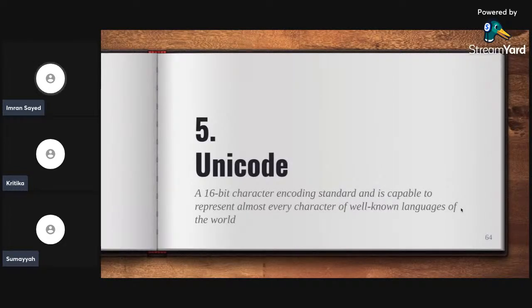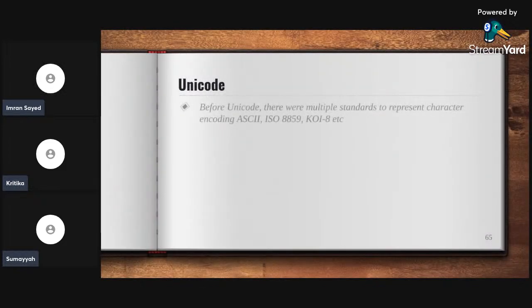Okay, we talk about Unicode. I don't think it's that important, but we'll read it anyways because we never know. They can just give questions from anywhere. So Unicode is a 16-bit character encoding standard, and it's capable of representing almost every character of well-known languages of the world. Of course, a machine doesn't understand A, B, C, D. So for that, you have Unicode.